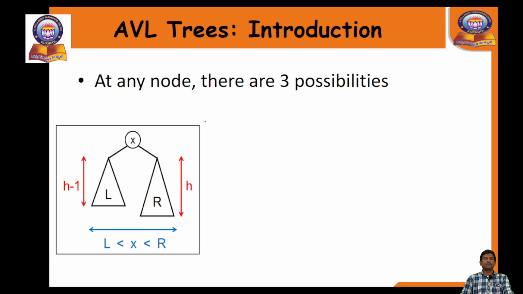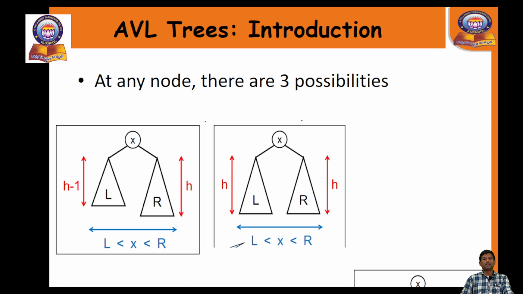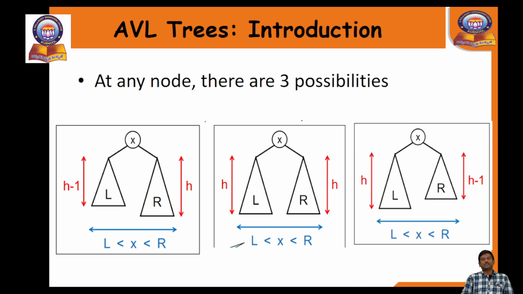And if you consider any tree, whenever you are adding a node or deleting a node, there are three possibilities. First, the height of the left subtree is less than that of the right subtree. The second scenario, both heights are balanced, that is, both heights are the same. The left subtree is the same as the right subtree.